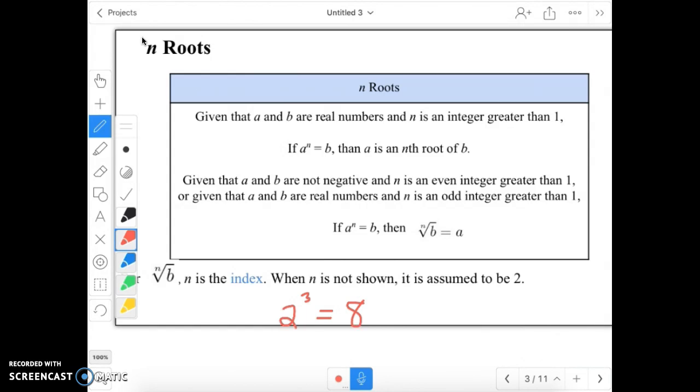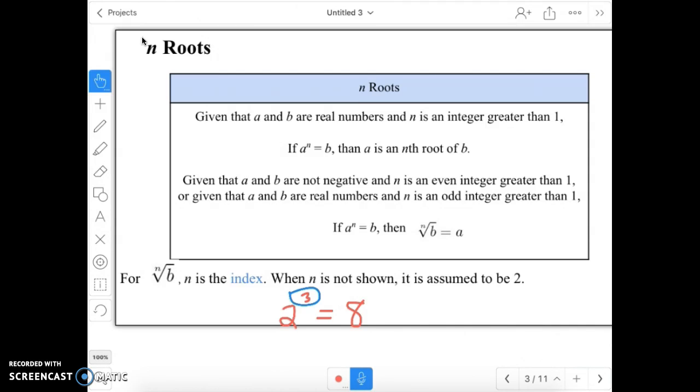So we know that 2 is a root of 8, and not only that, we know that it's a third root because 2 times 2 times 2 is 8. So 2 is a third root of 8. You could do that with just about any number in that way.